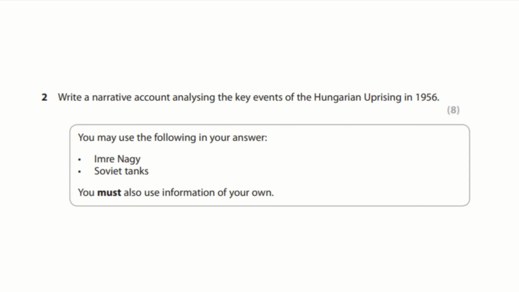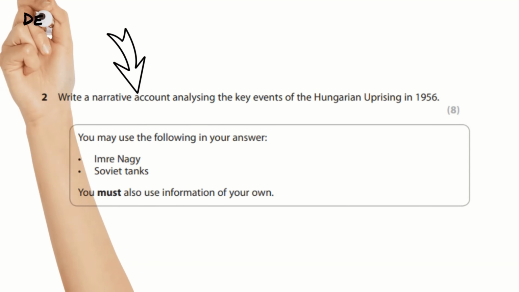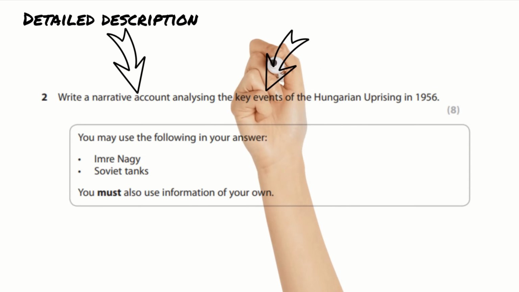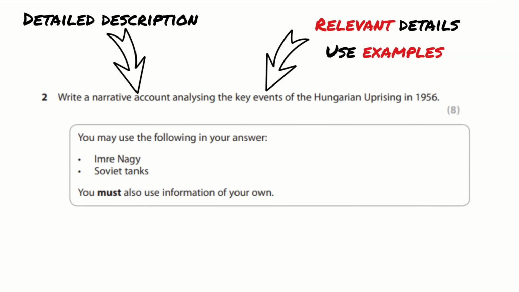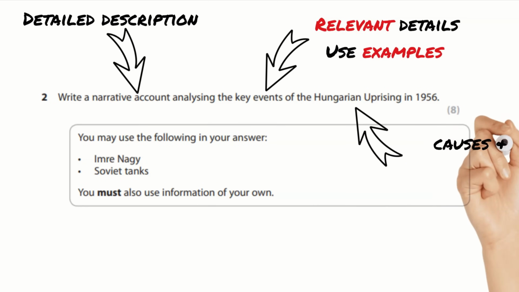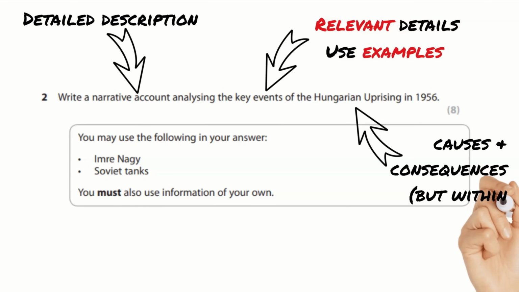So in order to score well on this question, you need to provide a detailed account of the key events of the Hungarian uprising, drawing on relevant historical knowledge and using examples to support your points. You should also aim to demonstrate a clear understanding of the causes and consequences of the uprising and consider the perspectives of different groups and individuals involved.